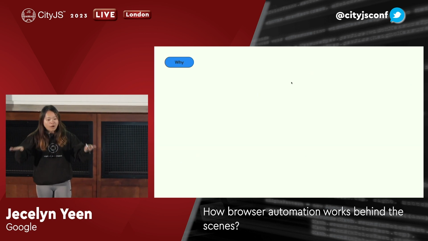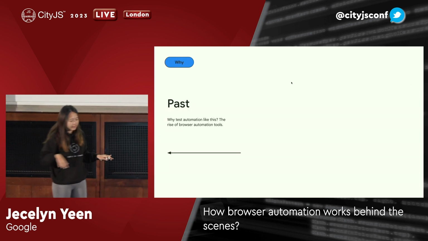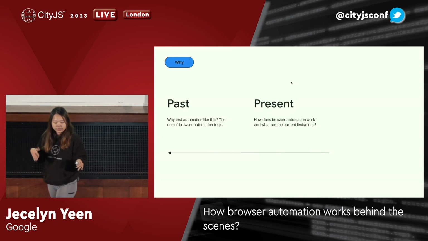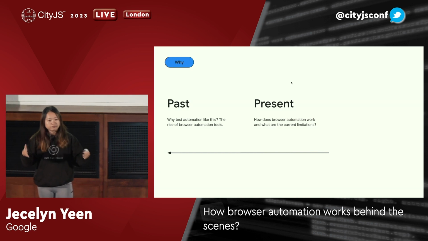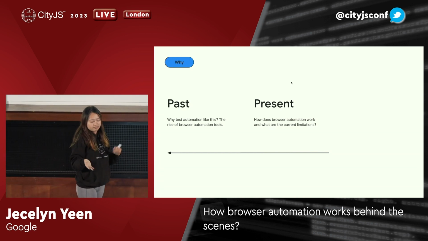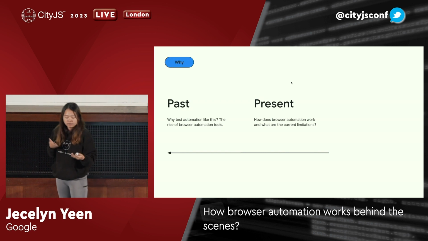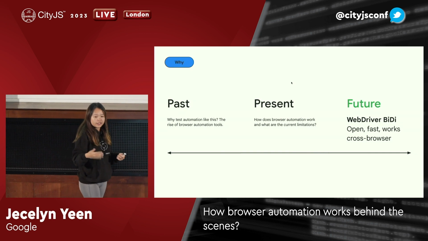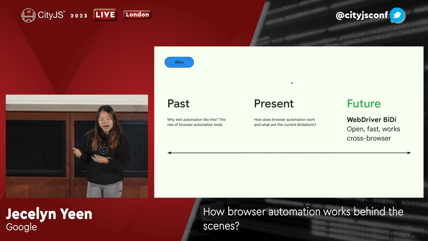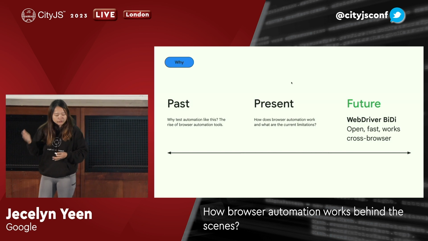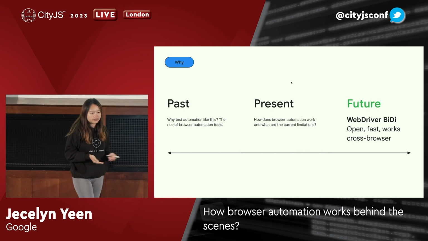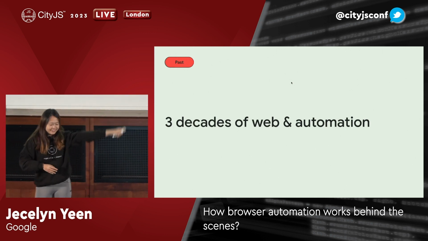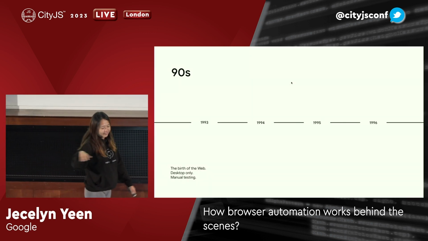To understand why all this pain is happening, this talk will look into the past, some history on test automation, and then we talk about the current time, what the current browser automation approaches are and what their limitations are. And we'll share about the future, WebDriver BiDi, and why we started this project to bring an open, fast, and cross-browser automation protocol. Okay, let's travel back through 3 decades of web and automation.